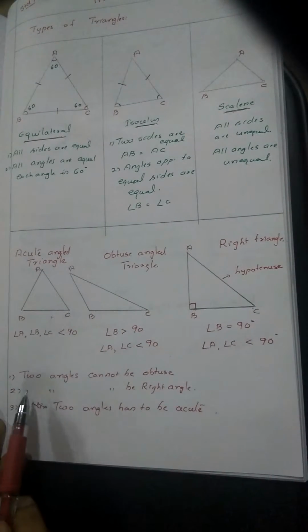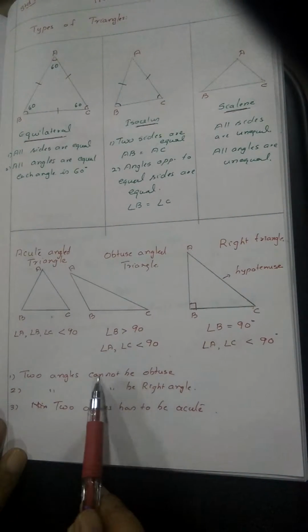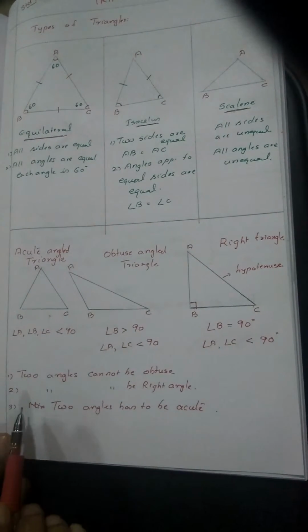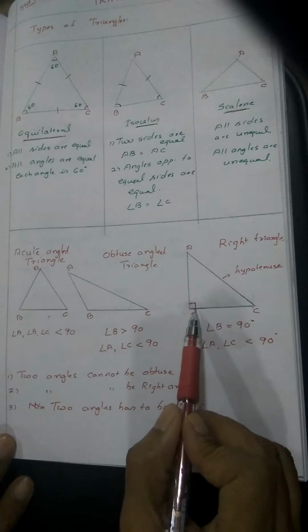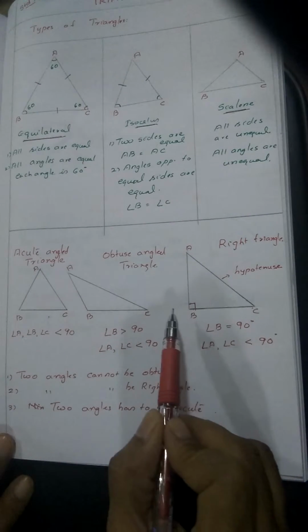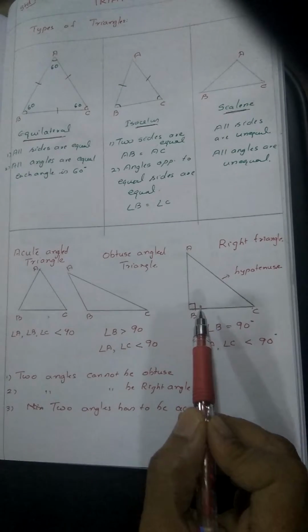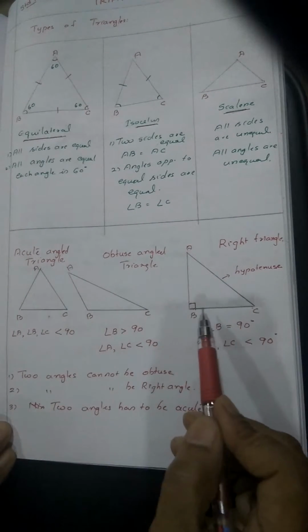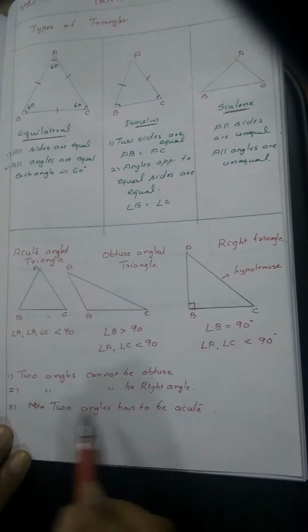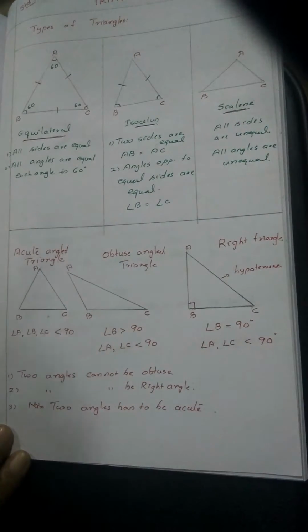From this we can say two angles cannot be obtuse. Two angles cannot be right angles in a triangle, because if two angles are 90 plus 90, that is 180, so the third angle will be 0. That is not possible. So two angles cannot be a right angle.